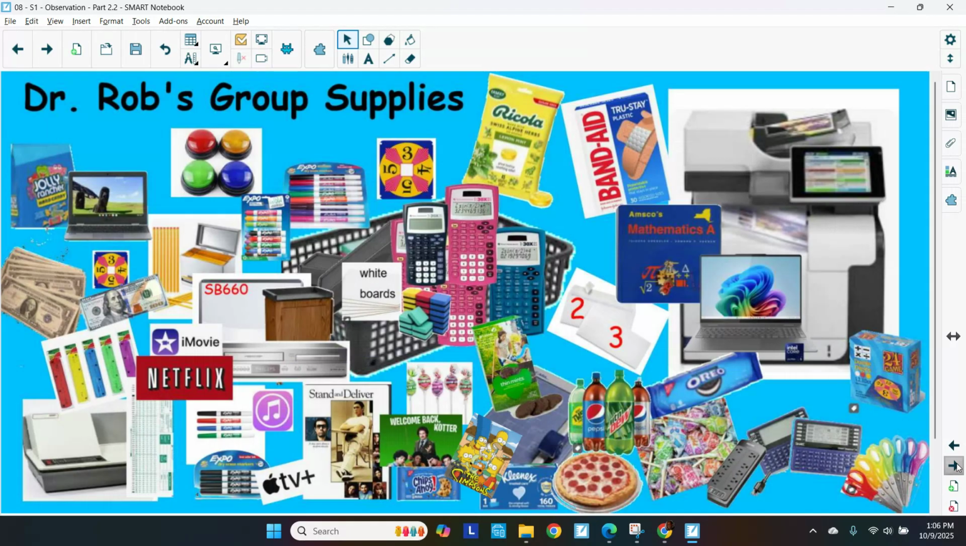Okay, Dr. Rob's group supplies. My class, I believe, firmly should have all the supplies that they need. And I do a lot of things with the supplies that would really surprise you or their parents. We always need calculators. I buy calculators, the Texas Instruments TI-30XIIS solar powered calculator, and I give the pink ones to a girl and I'll give the blue ones to a boy.